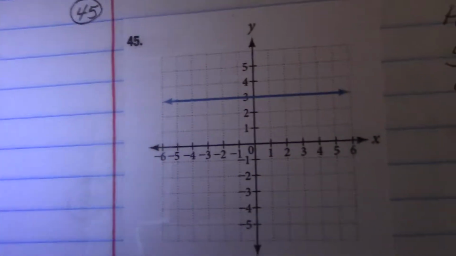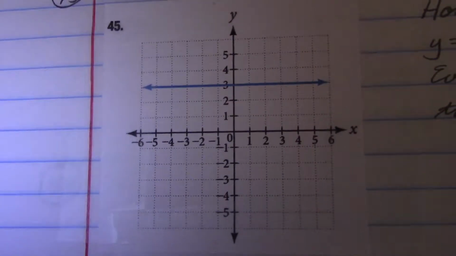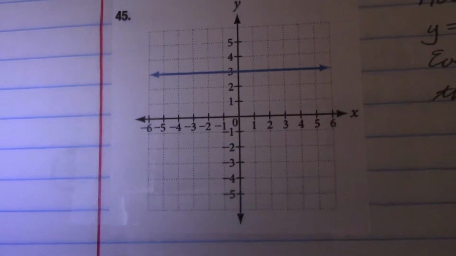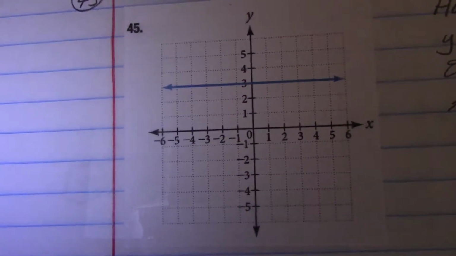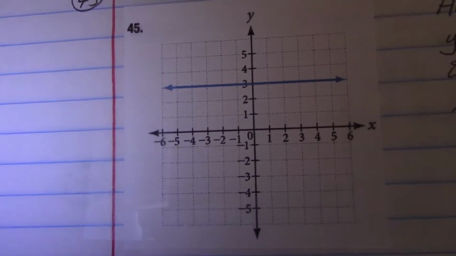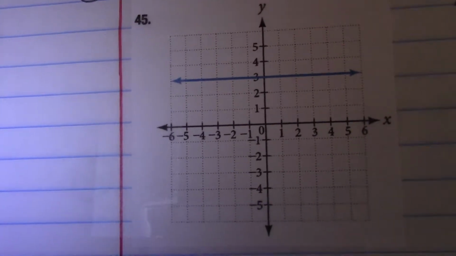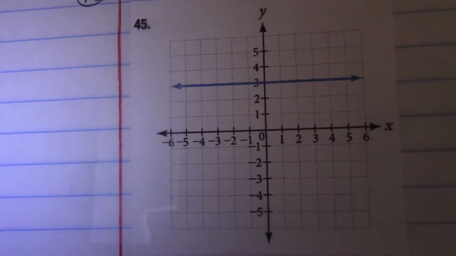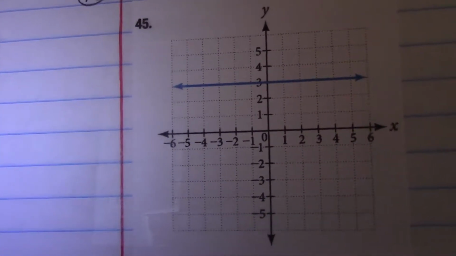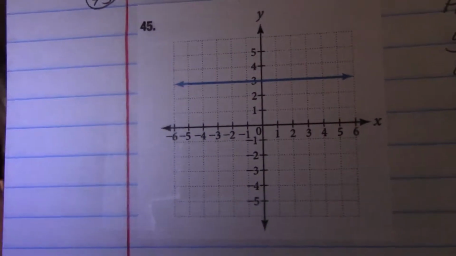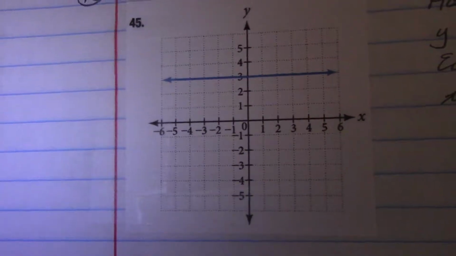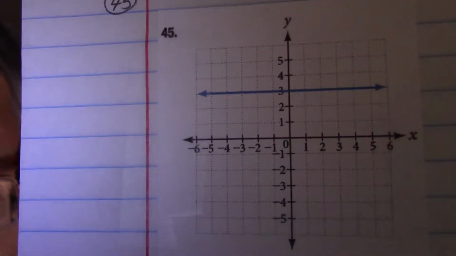Okay, number 45, and so here's the line. You'll note that it's a horizontal line. What's the y-coordinate for any point on that line? Well, if you pick a point on that line, you'll notice that all the time you're going to get a y-coordinate of 3. So the formula for this line is y equals 3.